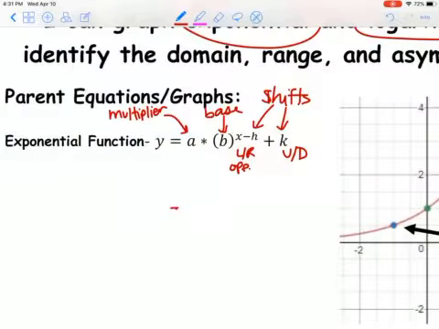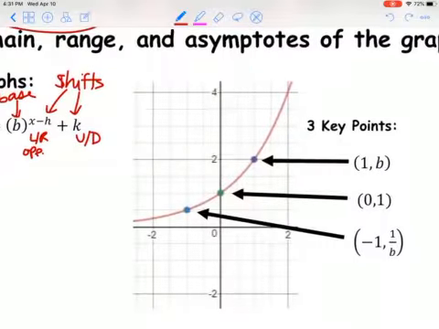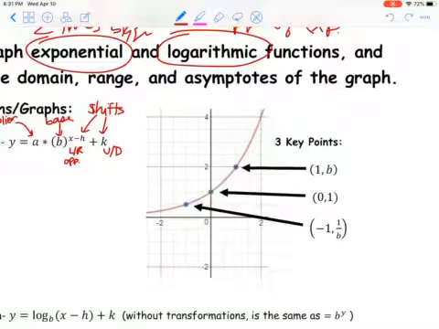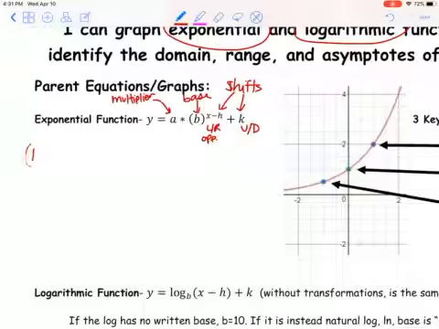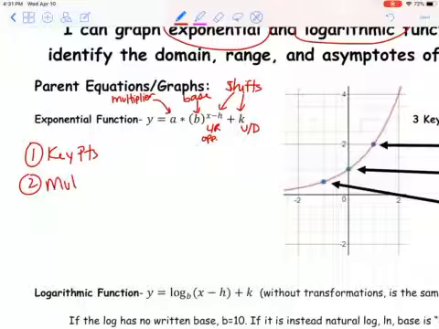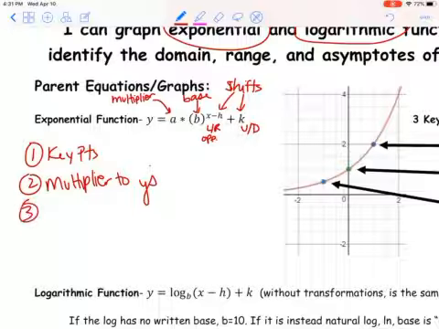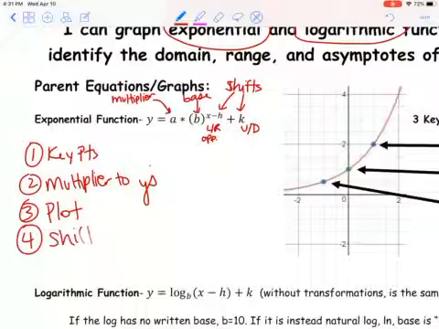So the graph here, if you look, we're going to get 3 key points from our base that we identify. It's always going to have the x values as 1, 0, negative 1. It's the y values that are going to change depending on b. And the order you want to do this in is find the key points, do your multiplier to the y's, just the y values though. You're going to plot those points, and lastly, you're going to do any shifts before you connect the dots.